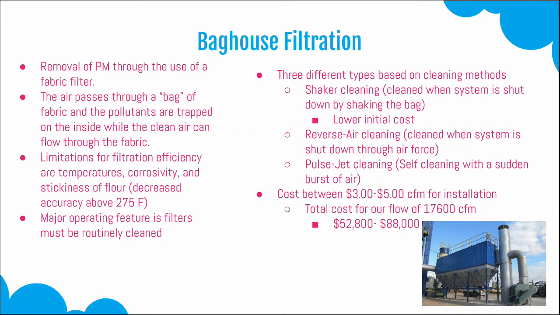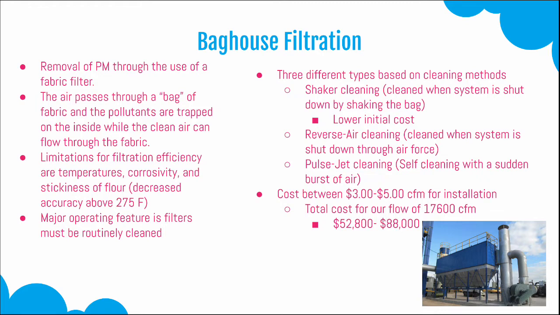The baghouse filtration method removes particulate matter through the use of a fabric filter. The air passes through a bag of fabric and the pollutants are trapped on the inside of the bag while the clean air passes through the fabric. Baghouse filtration is limited by high temperatures, corrosivity, and the stickiness of flour. The system has decreased removal efficiency above 275 degrees Fahrenheit. Since the bags are trapping the pollutants, the filters must be routinely cleaned to maintain the efficiency of the system.